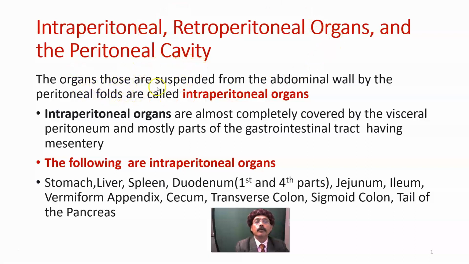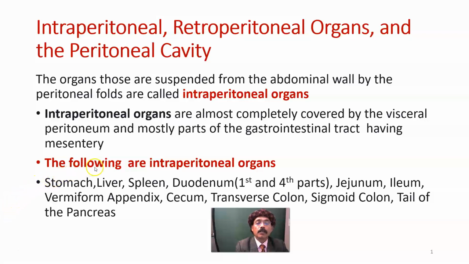The organs that are suspended from the abdominal wall by the peritoneal folds are called intraperitoneal organs. Peritoneal folds include the mesenteries and the ligaments. The intraperitoneal organs are almost completely covered by the visceral peritoneum, and are mostly parts of the gastrointestinal tract having mesentery.